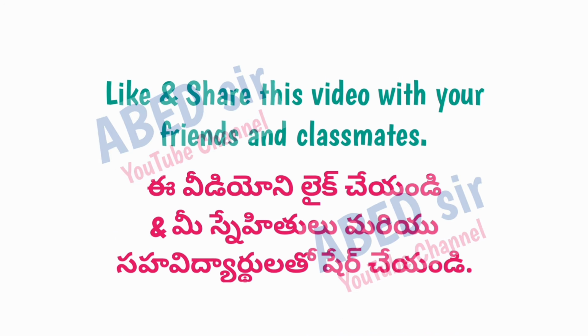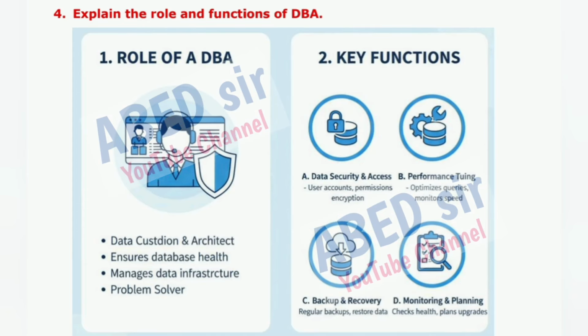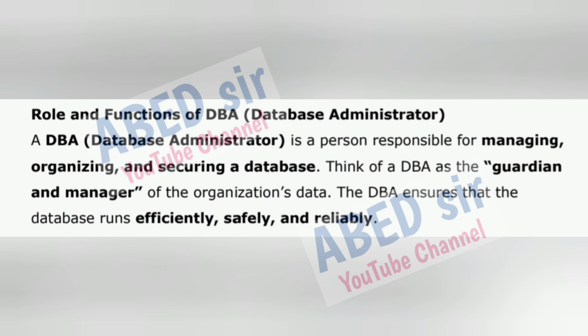Next important long question is 4. Explain the role and functions of DBA. Role and functions of DBA, Database Administrator. A DBA, Database Administrator, is a person responsible for managing, organizing, and securing a database. Think of a DBA as the guardian and manager of the organization's data. The DBA ensures that the database runs efficiently, safely, and reliably.